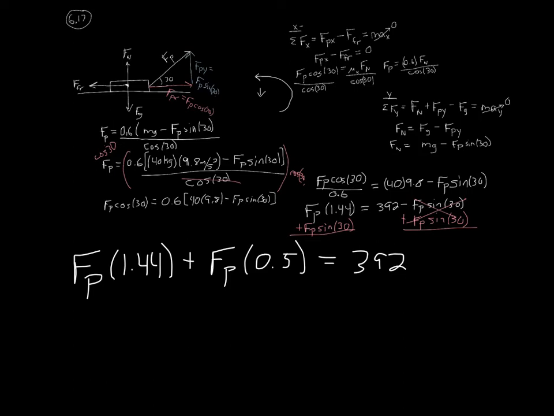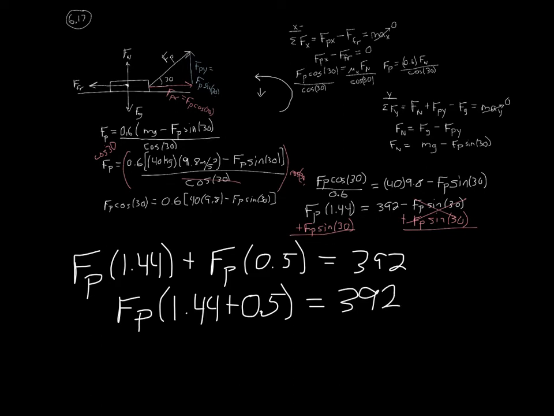Okay. What do I do now? I factor out FP? Sure. FP times 1.44 plus 0.5 equals 392. FP. What's 1.44 plus 0.5? What is it? Good, we can do math. I could do that one in my head. Equals 392. It's not often I can do things in my head.